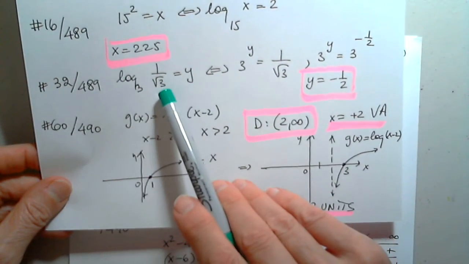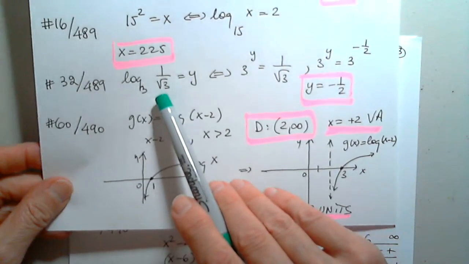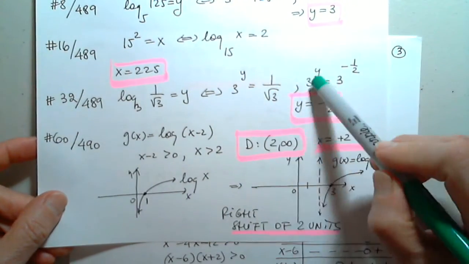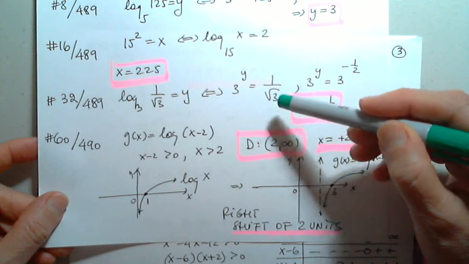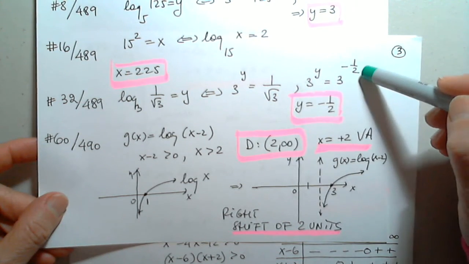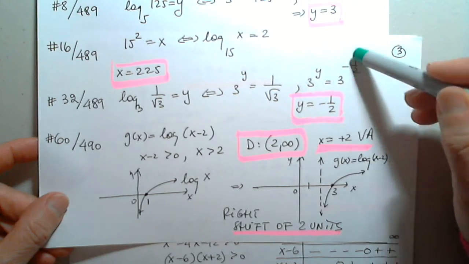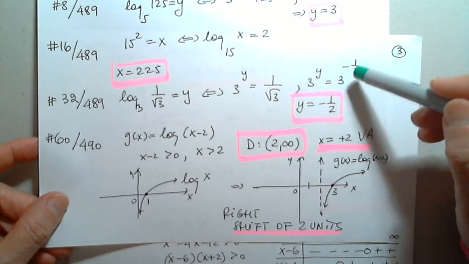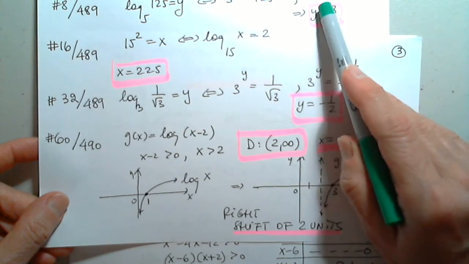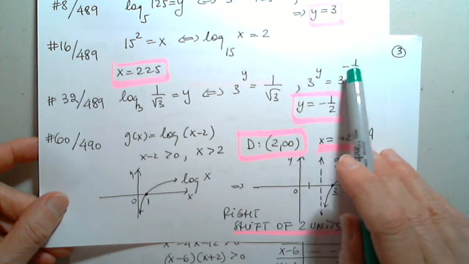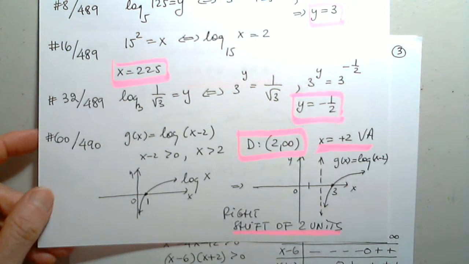Here we're asked to solve 3 to y equals 1 over the square root of 3. So 3 to y has to be replaced by 3 to -1/2. The square root is 3 to 1/2, and because it's in the denominator, the power of 3 is -1/2. Again, the same concept. Bases are the same, exponents have to be the same.